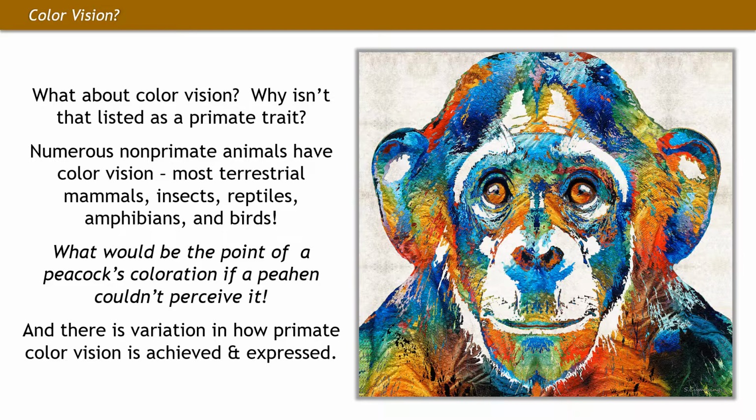So what about color vision? Why isn't that listed as a primate trait? Well, it's not exclusive to primates. Numerous non-primate animals have color vision. Most terrestrial mammals, insects, reptiles, amphibians, and birds. I mean, after all, what would be the point of a peacock's coloration if a peahen couldn't perceive that color? And also, there is variation in how primate color vision is achieved and expressed.